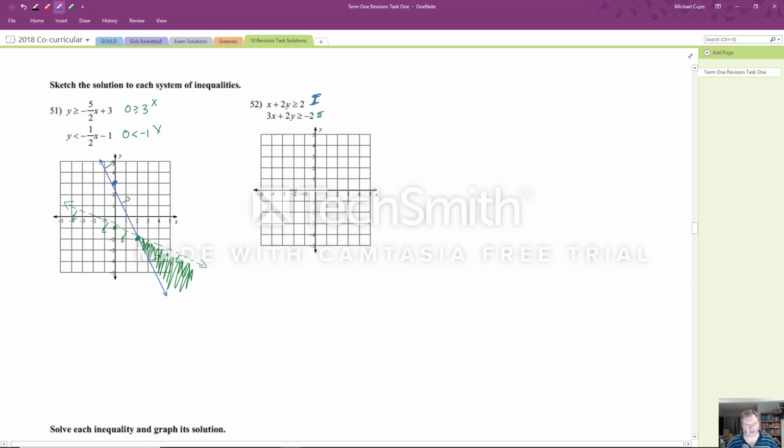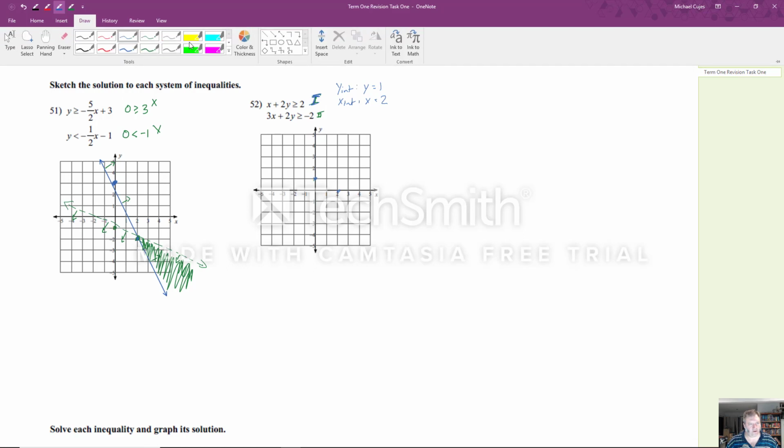Let's check my intercepts. If I let x equal 0, I'm going to have 2y equals 2, or y equals 1. And if I let y equal 0, that term would be 0, x would be equal to 2. So it's going to go through y equals 1, x equals 2.